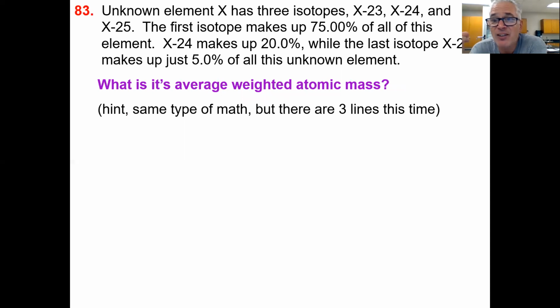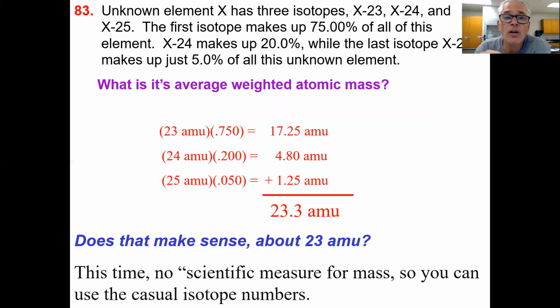Now, it's the same thing, except there's three lines instead of just two. There's three isotopes. So it's going to be 23 AMUs times 0.7500, the first isotope, 75%. Then it's going to be 24 AMUs times 0.200. And then 25 AMUs times 0.050. The column in the middle, 75%, 20%, 5%, adds up to 1.0. That makes good sense too, 100%. And this stuff gives 23.3 AMUs average weighted atomic mass.